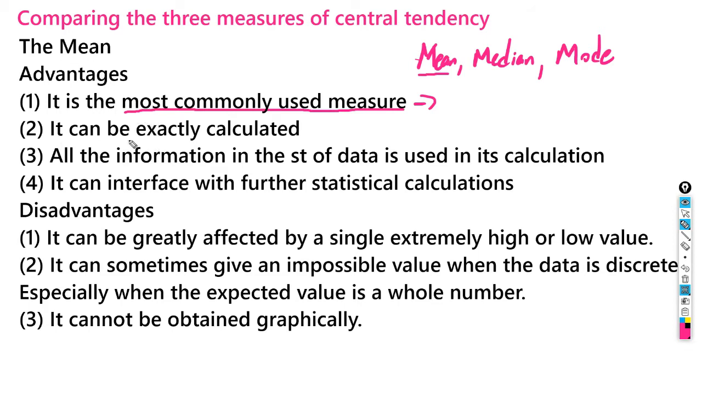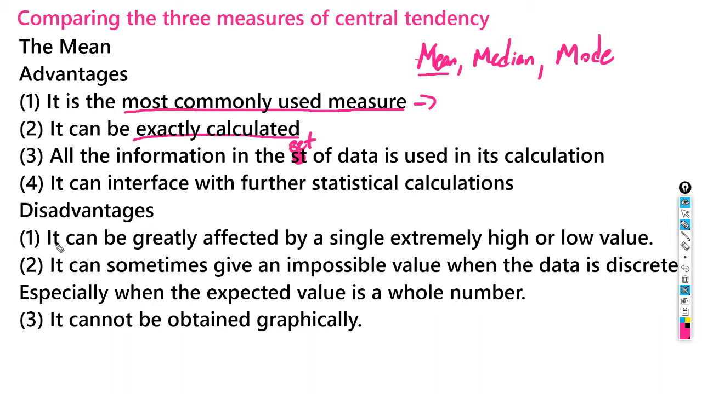And it can be easily calculated. That's so true. All you have to do is add all the numbers and divide by the number of numbers. All the information in this set of data is used in its calculation, and that's true. It can interface with further statistical calculations, which is true. You can use the average to show with other calculations why the average is important in relation to whatever normal distribution or whatever the case may be.